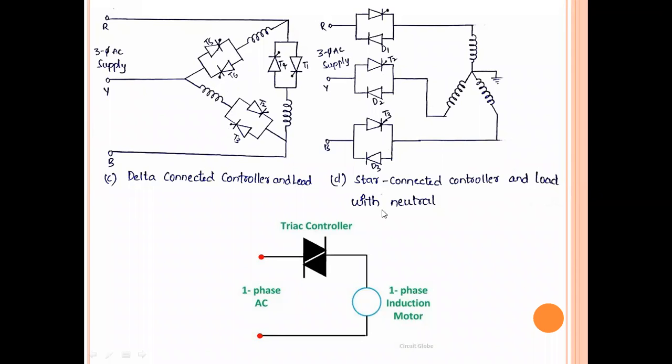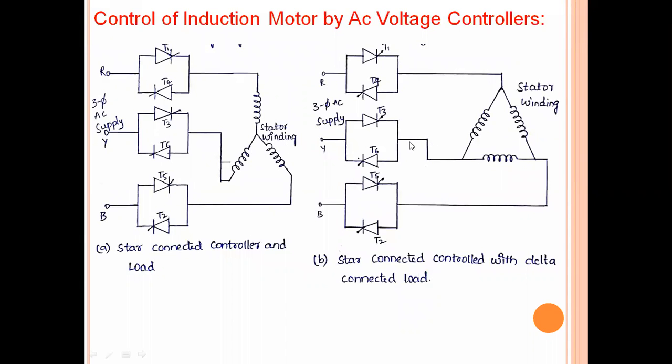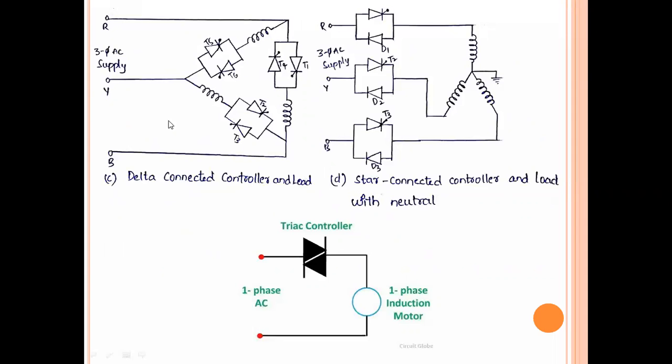And the fourth combination is a star-connected controller and the load with a neutral. Here a neutral wire is also added, which means a three-phase four-wire system, you can say. So the load is star connected with a neutral wire, and the AC voltage controller is also star connected. So for three-phase systems, we have star and delta connections, and we have different possible combinations. So A, B, C, D, all four figures are different combinations of connections that we can make with an induction motor using AC voltage controllers.